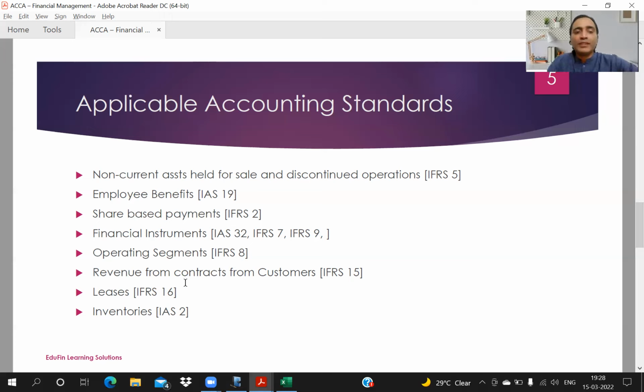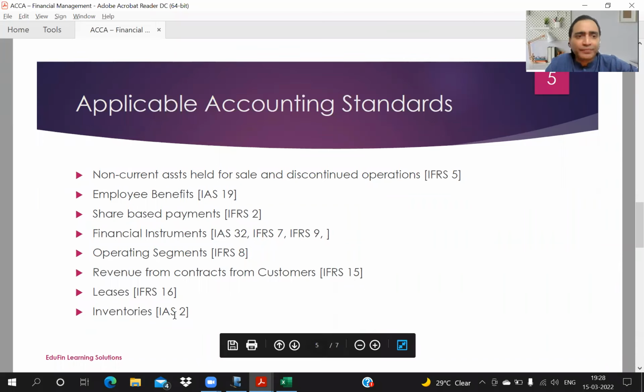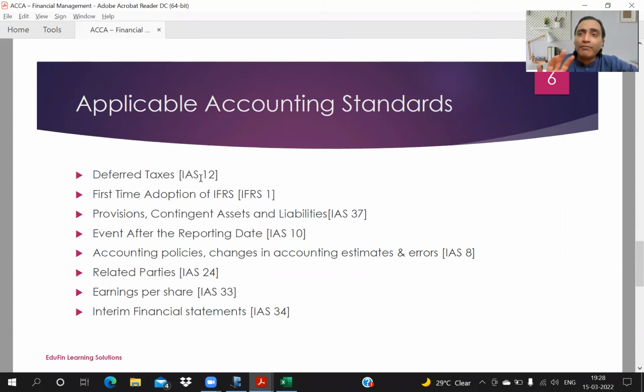Then revenue from contracts with customers and leases, we have studied at least 50% of it in FR, and now we are going to use that knowledge and apply it in SBR. Inventories, one of the easiest standards, IAS 2. Deferred taxes, IAS 12, we had some part of it in FR, but now we are going to take it further. Then IFRS 1, first-time adoption of IFRS, something interesting. Those companies who are now migrating from the old standards to IFRS, what are the requirements so that this transition is very smooth? To ensure that this transition is smooth and error-free, there is a separate standard for it. That is IFRS 1. So we are going to learn the rules for the transition requirements.